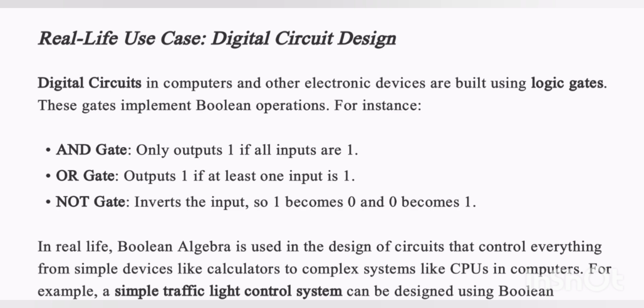Real-life use case: digital circuit design. Digital circuits in computers and other electronic devices are built using logic gates. These gates implement Boolean operations. For instance, an AND gate only outputs 1 if all inputs are 1. An OR gate outputs 1 if at least one input is 1. A NOT gate inverts the input, so 1 becomes 0 and 0 becomes 1.